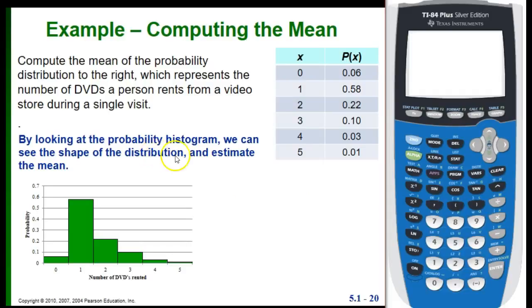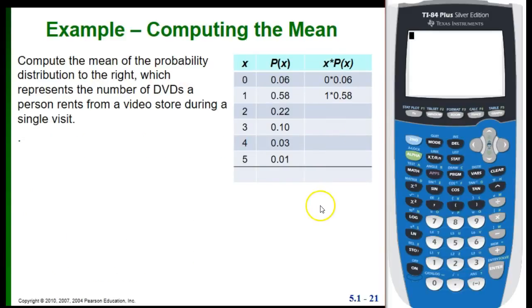Now we could look at the probability histogram to try and estimate the value of the mean. But what we want to do here is actually figure out how to calculate it. So if we're going to calculate it by hand, what we do is add a column to the table, and that column is going to be X times P of X. In other words, for each row in this table, we're going to take the X times the P of X, and we're going to calculate those in our added column.